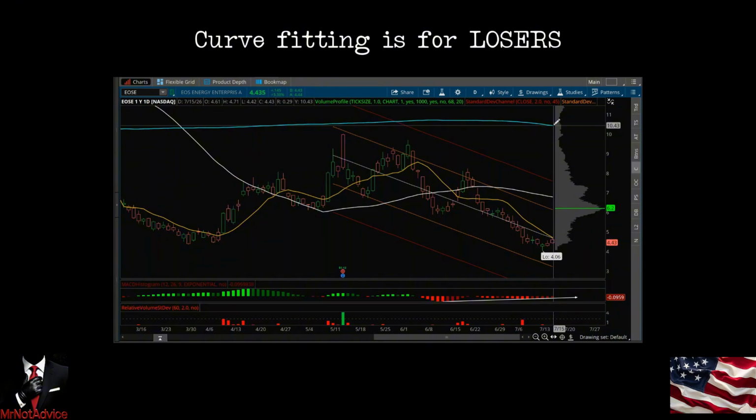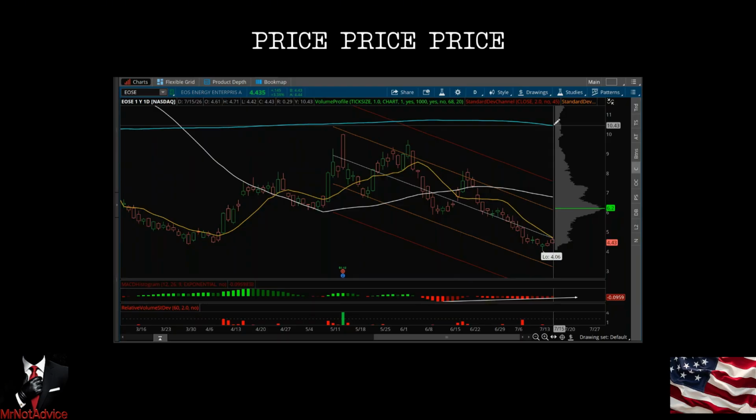It's always for me the price action first. And then after that, I go through my indicators and I decide whether or not they're adding to my risk or adding to my potential success. That's all I weight them as.